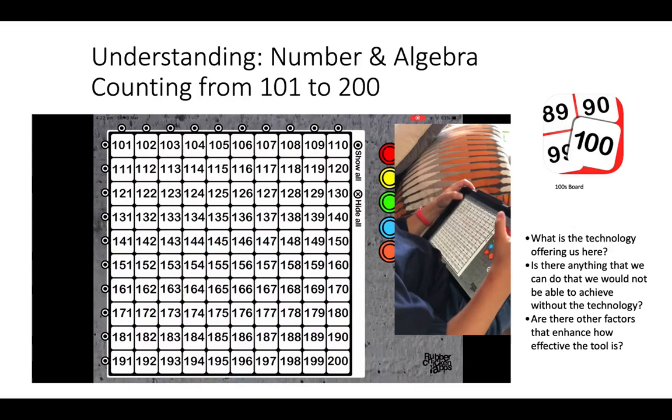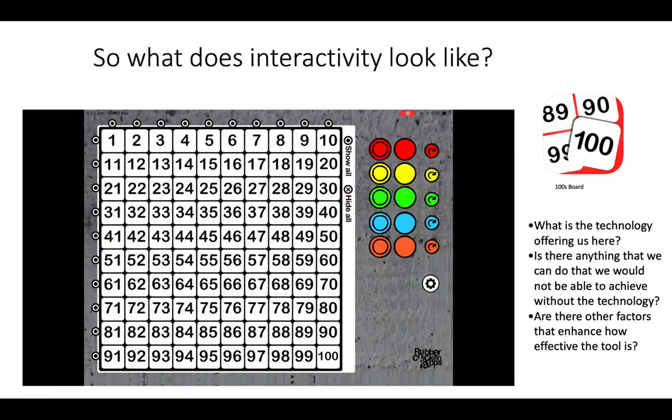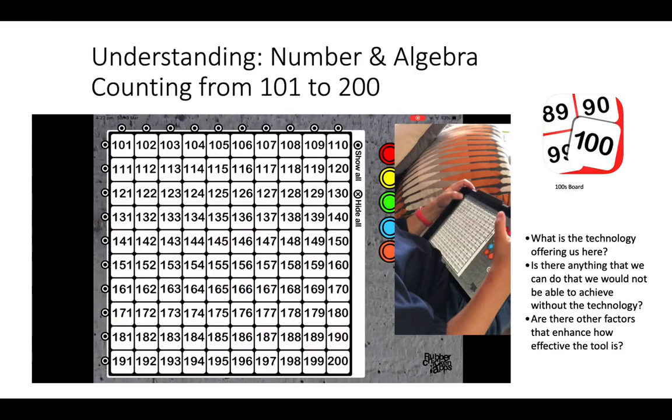Okay, so yeah, just have a think about those questions that I posed. Okay, and then we move on to another example of the use of this particular iPad applet, which is called Hundreds Board. And again, think about the questions that are on the right of the screen.